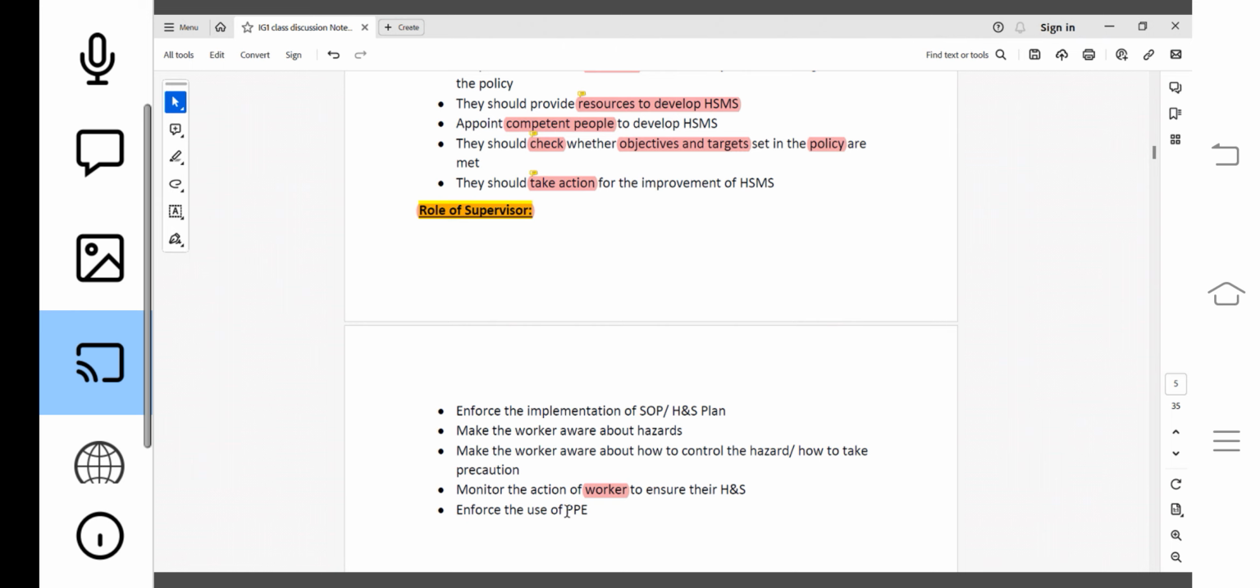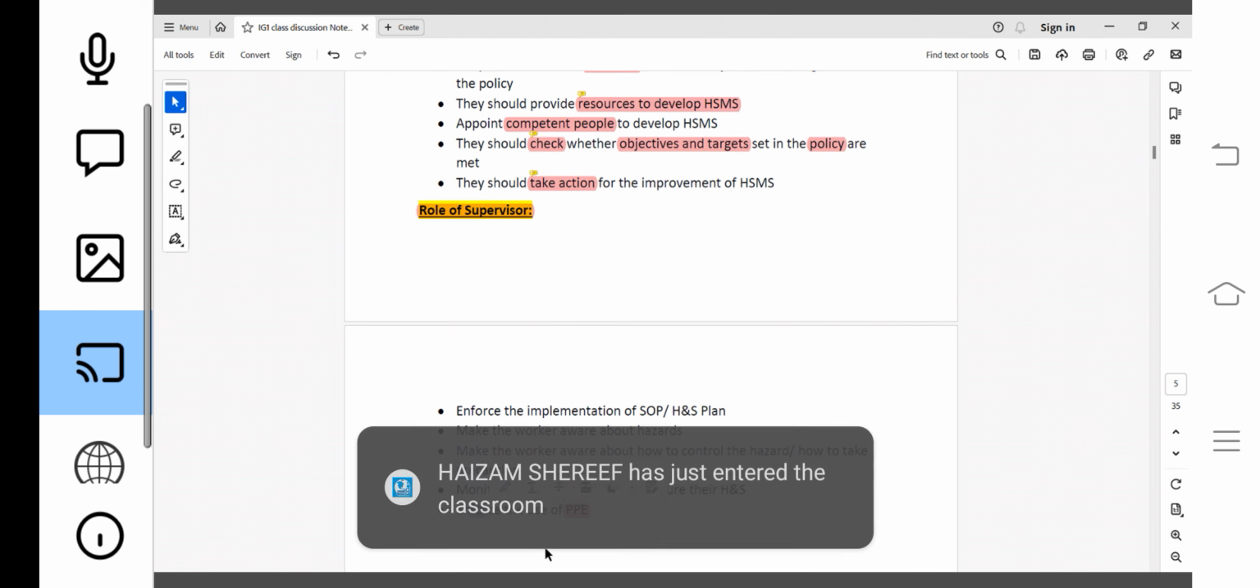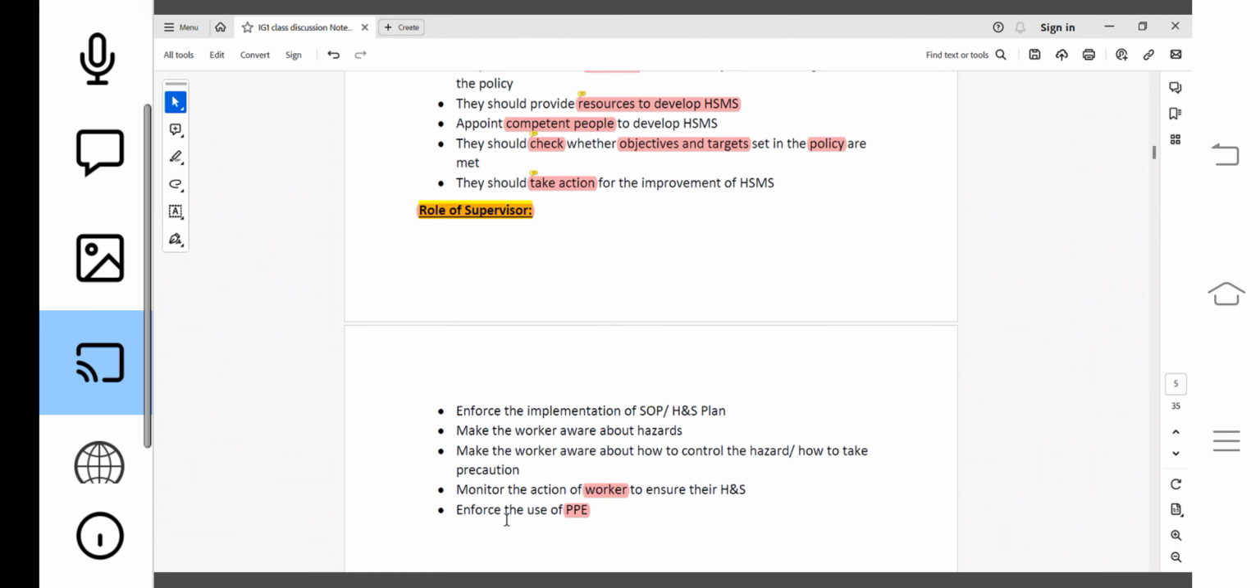Then enforce the use of PPE. Enforce means to make the workers use the PPE. Some workers will not be wearing the PPE, so the supervisor may motivate them by saying that this PPE is very important. If you do not wear it, you will get harmed. What will happen to your family? You will get sick or injured. So the supervisor will be enforcing PPE like helmets, safety glasses, safety shoes and so on for the workers to wear. So these are the roles of the supervisor.